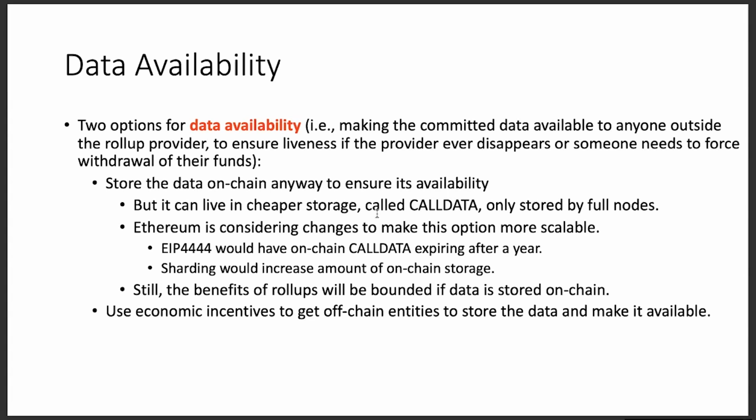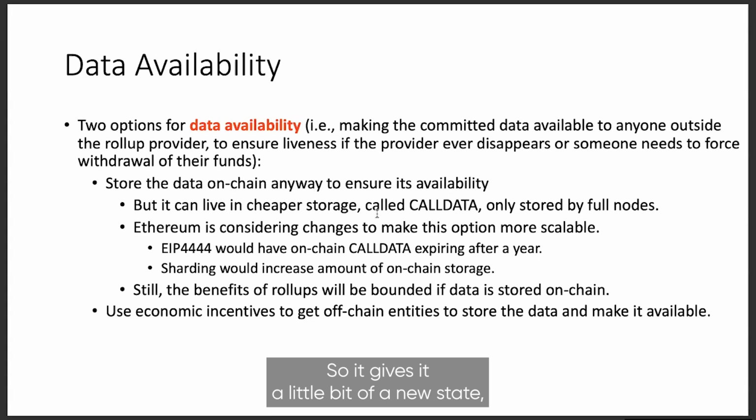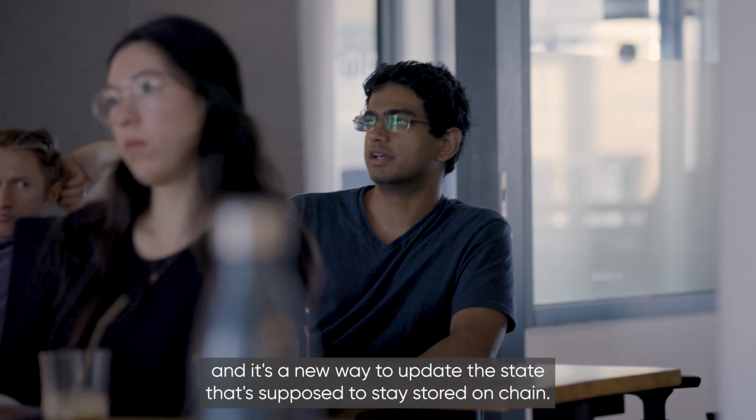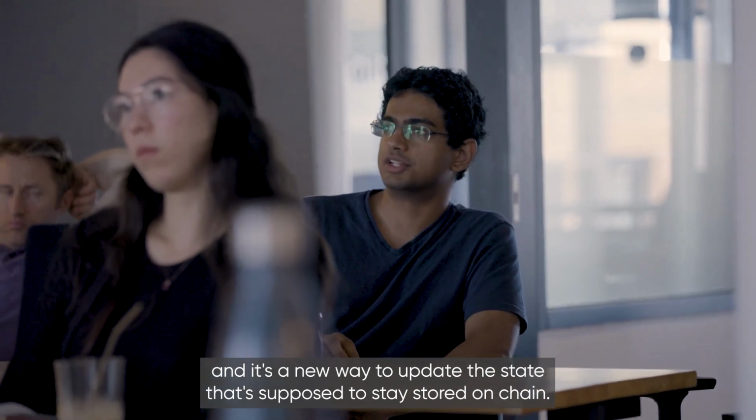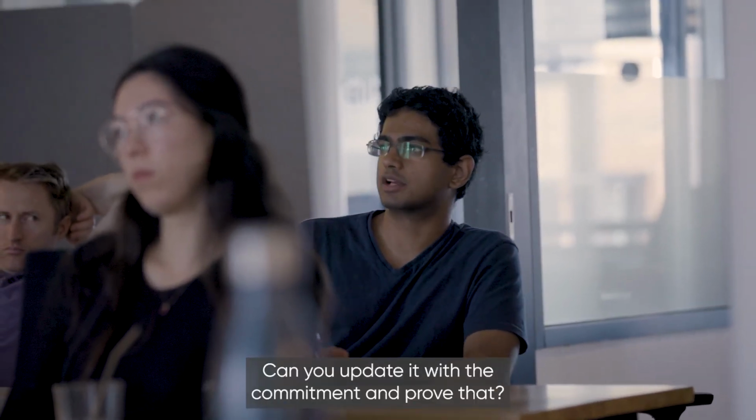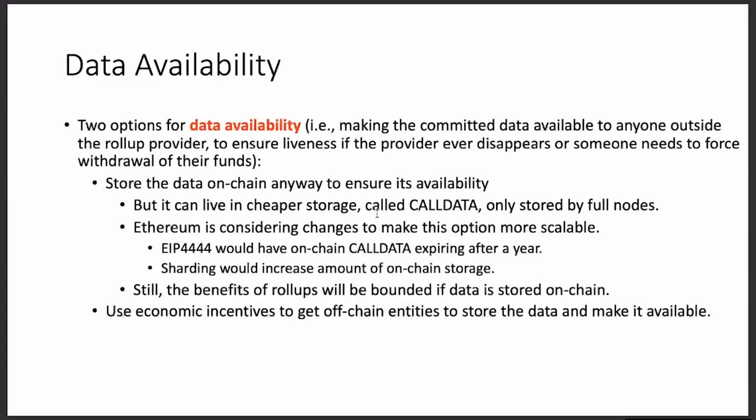So this data that I'm talking about making available has nothing to do with the proof. No, I'm saying, it gives a commitment to the new state. And is there any way to update the state, suppose the state is stored on chain? Can you update it with the commitment and prove that? Yeah, so this is going to get into, let me jump to the discussion.